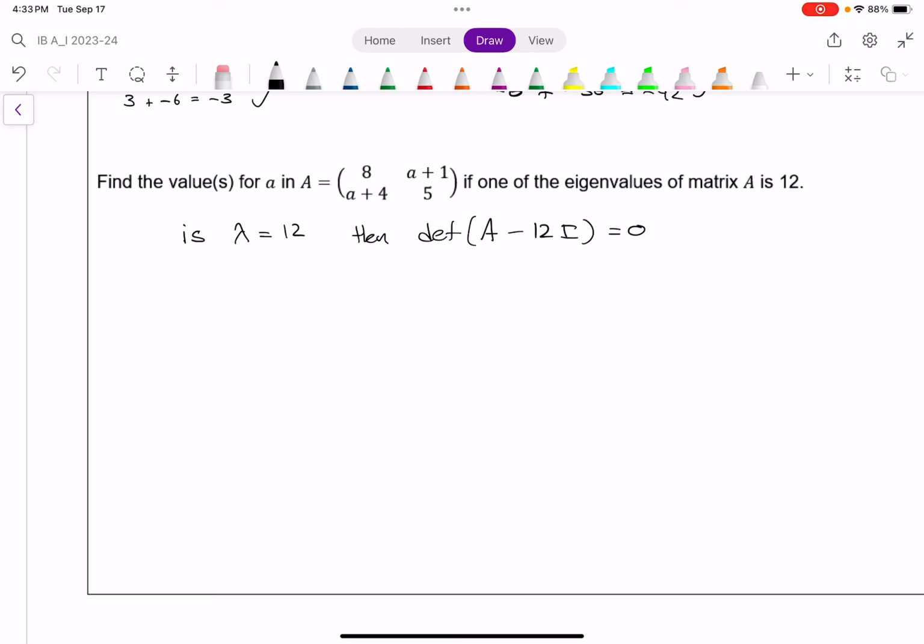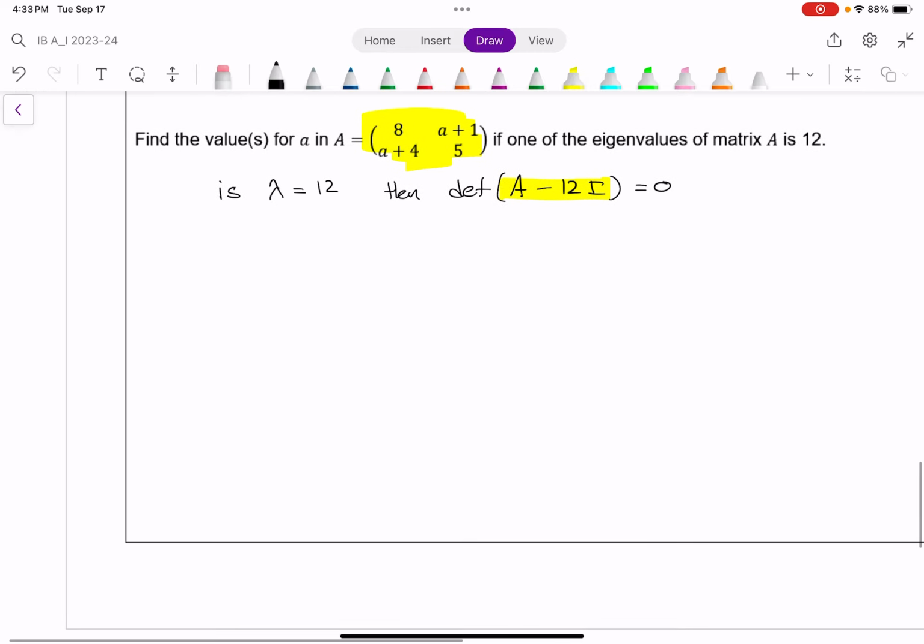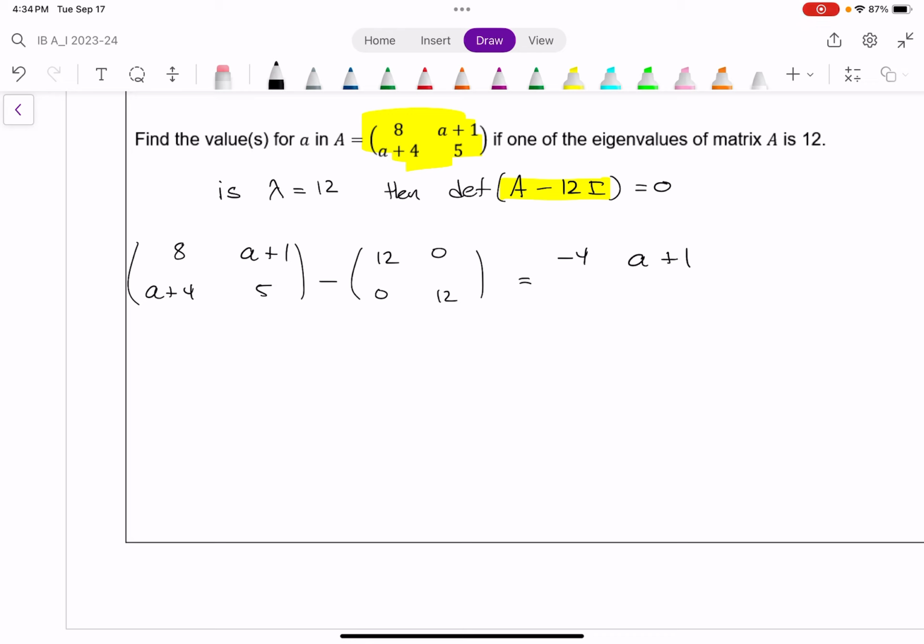And so what does this mean again? It's this minus 12 times the identity matrix. So it looks like this. It's 8, a plus 4, a plus 1, 5. It's this minus 12 times the identity matrix, which is 12, 12, 0, 0. And so this is just subtraction. So it's 8 minus 12, so negative 4, a plus 1, a plus 4 down here, and negative 7.